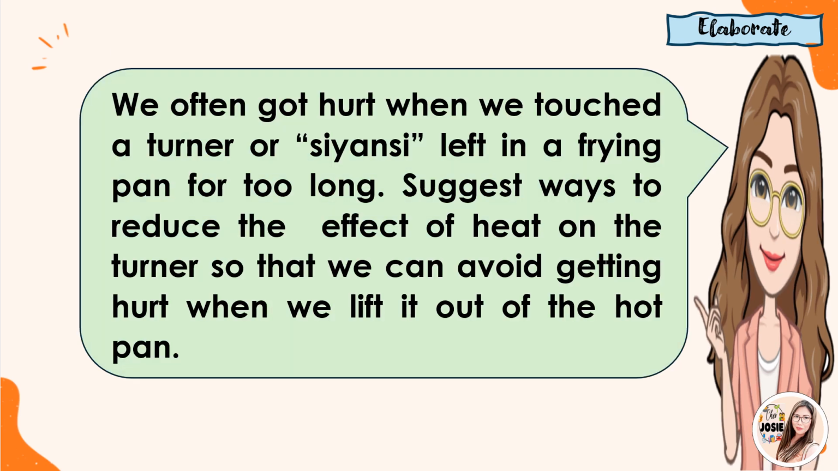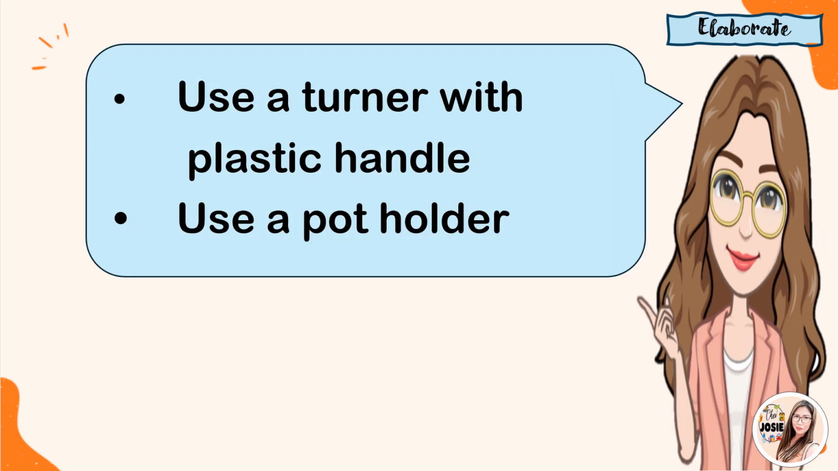I have here a situation. We often get hurt when we touch a turner left in a frying pan for too long, right? Kindly suggest ways to reduce the effect of heat on the turner so that we can avoid getting hurt when we leave it on the hot pan. Most of your suggestions are correct. So we have here: use a turner with a plastic handle, and you can use a pot holder.